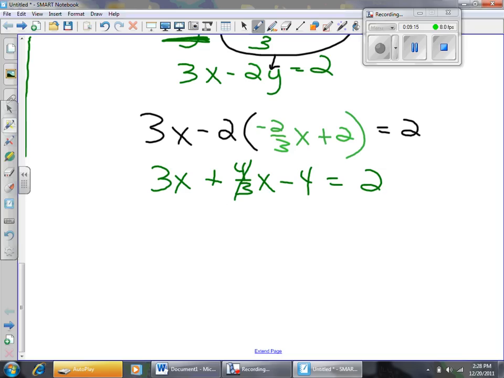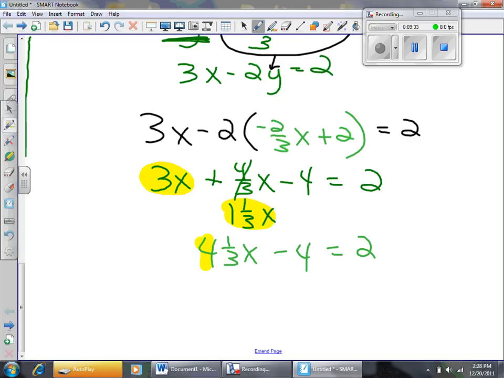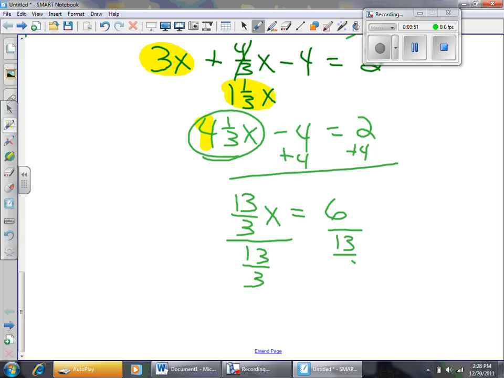All right, I know that's the same as 1 and 1/3, and I think that might be easier to work with, because now when I go to combine my like terms, I'll have 4 and 1/3 x minus 4, which will equal 2. I'll add 4 to each side. Now I'm going to convert this back to a mixed number, come up with 13/3 x, that will equal 6. I'm going to divide each side by 13/3, which means that x will equal 6/1 times 3/13.